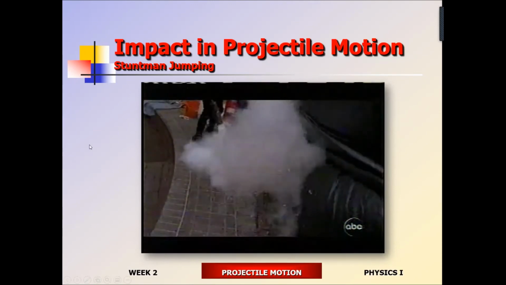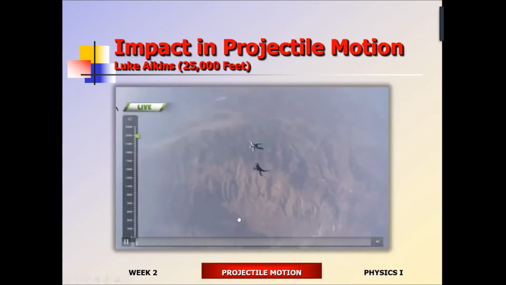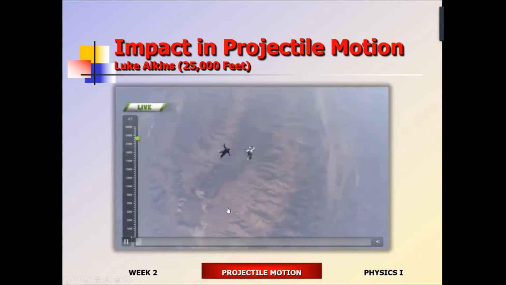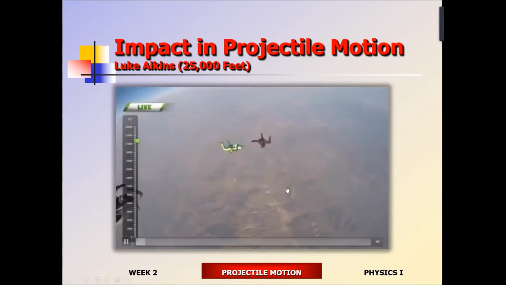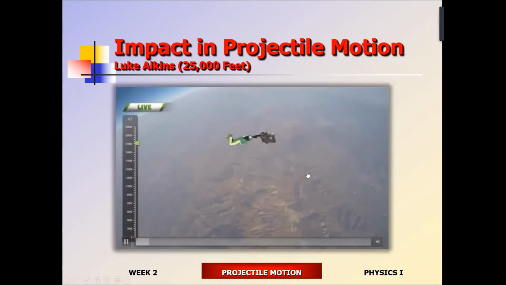All right, so this is predictable motion. Projectile motion is kind of predictable. Now he's practicing the flip. That's how he'll have to land. He'll have to land on his back.